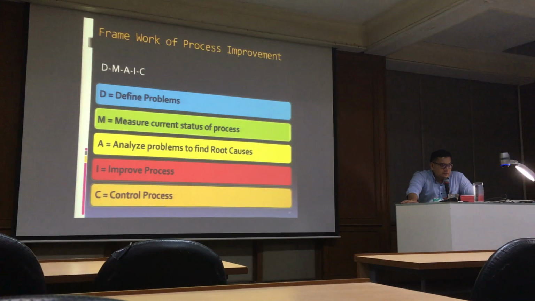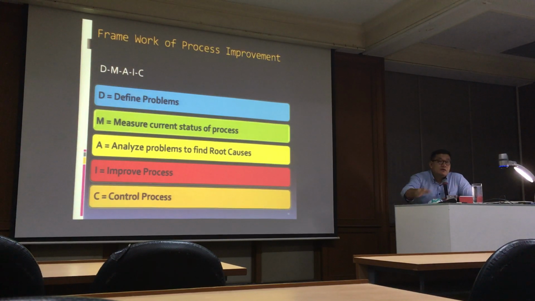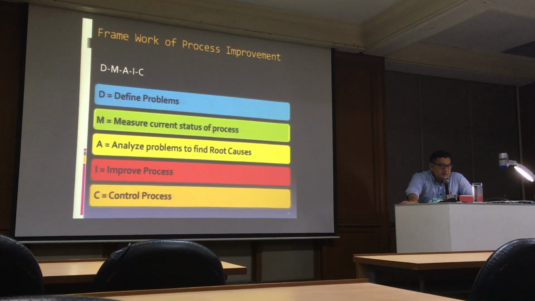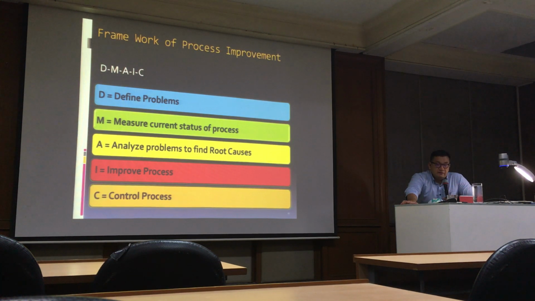And then M comes from measurements. So we need to measure the current state of your process. As I mentioned, we need to know the current state because we can compare the current state with the target or design output of the process so that we can know what the gap is that we're going to improve. A comes from analyze, so we will then try to analyze to find the root cause of the problem.